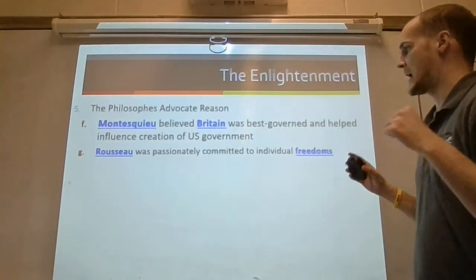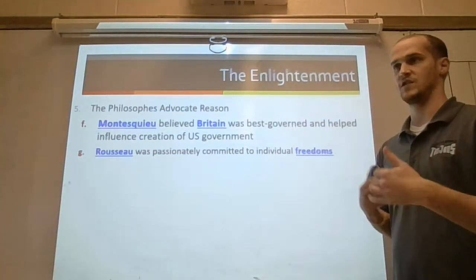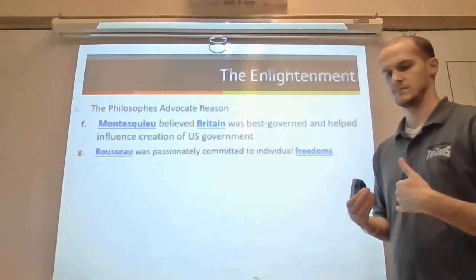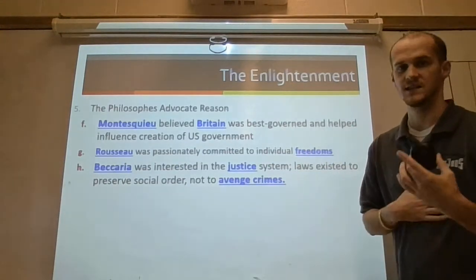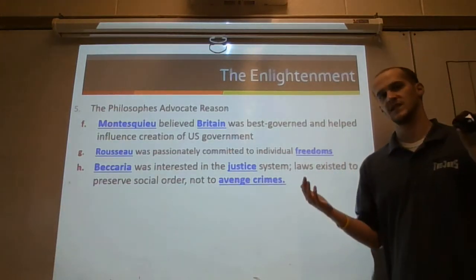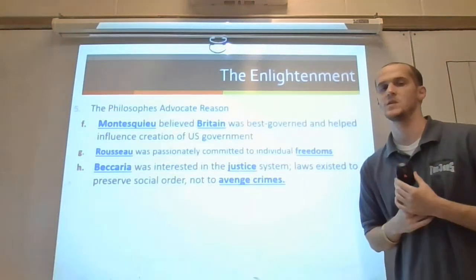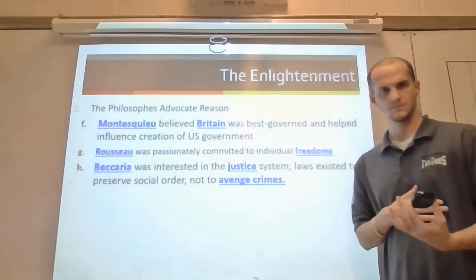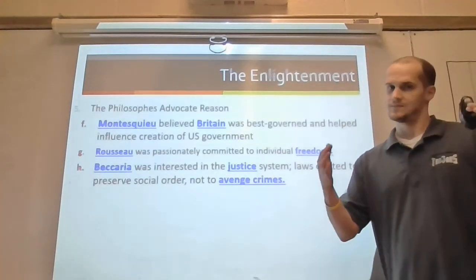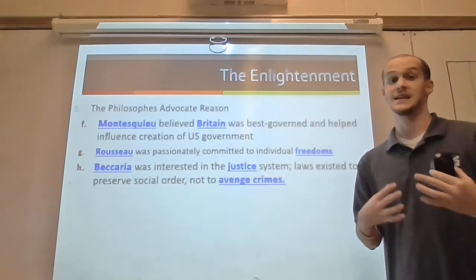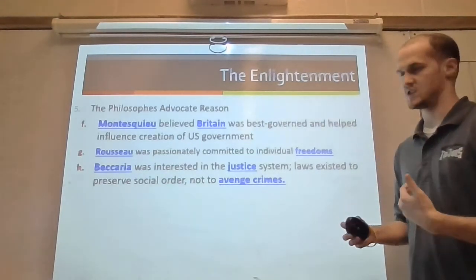Rousseau comes to power. He's passionately committed to individual freedoms. He fights continuously for the rights of various individuals overall. Everybody should have these individual freedoms. Beccaria comes to power. He's interested in the justice system. He believes that laws should exist to preserve social order, but not to avenge crime. So it should not be a retaliatory system. It shouldn't be, well, he did this to me, so this should happen to him. The laws should be severe enough to keep people from wanting to break those laws. And so he fights for changes in the justice system.